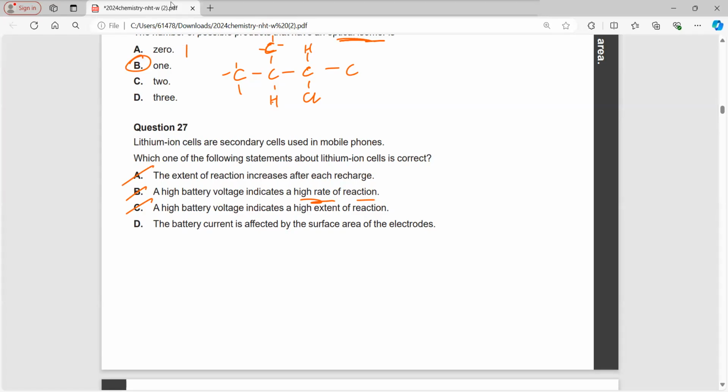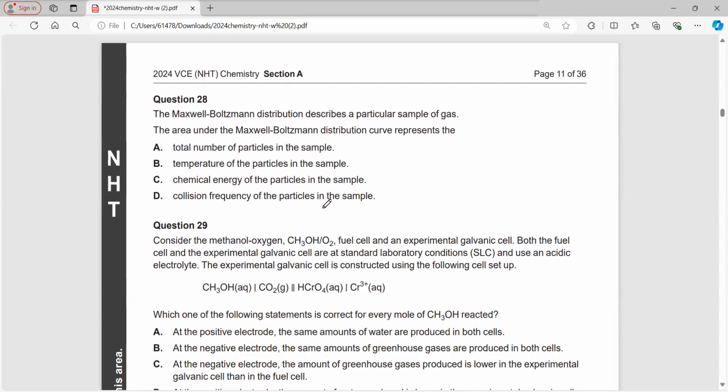Because at the end of the day, what is a high battery voltage? It's just measuring the difference in electrode potentials. So it's more to do with current, not necessarily a high extent of reaction or high rate of reaction. So the answer is B. The battery current is affected by the surface area of the electrodes. I think that is a better way to look at it, because the greater surface area you have, the greater opportunity available for reaction, and therefore the greater the current. Alrighty, nearly there.